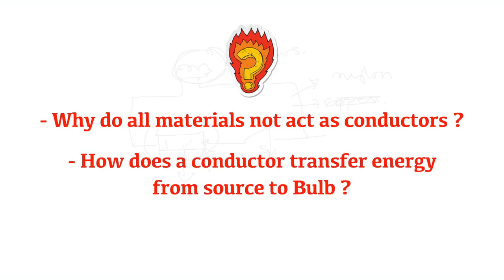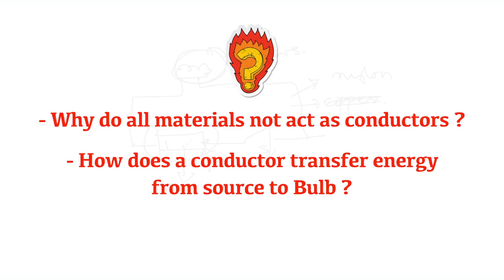Now the question is, why do all materials not act as conductors? How does a conductor transfer energy from the source to the bulb? To understand this, let us understand what electric current is.